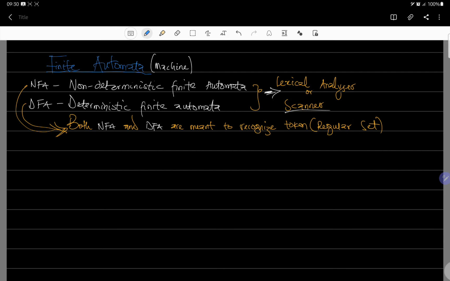All right. So moving on, he gave us an example. He was trying to explain what he had taught us from the last class. He gave us an example of a regular set. Then he said we should find the members. So this is the example he gave us: 0 plus 10 asterisk. Then he said we should find the members.